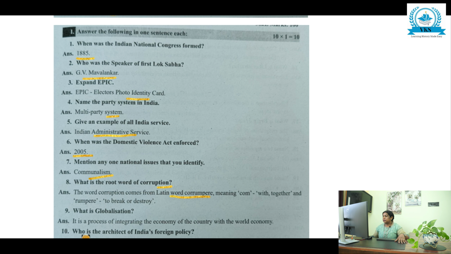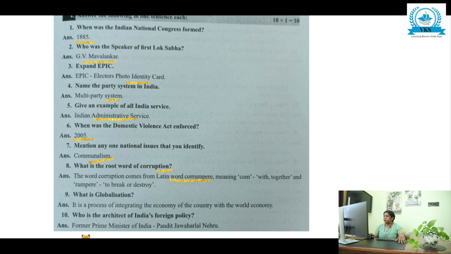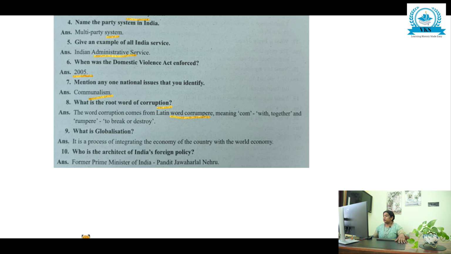Okay. Next, what is globalization? It is a process of integrating the economy of the country with the world economy. That is globalization, integrating economy of country with world economy. Who is the architect of India's foreign policy? Pandit Jawaharlal Nehru.